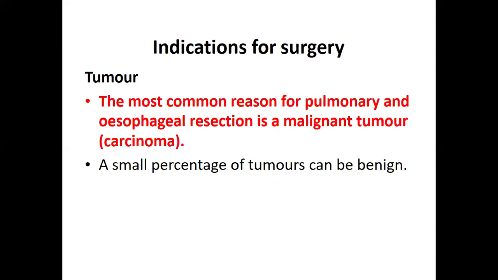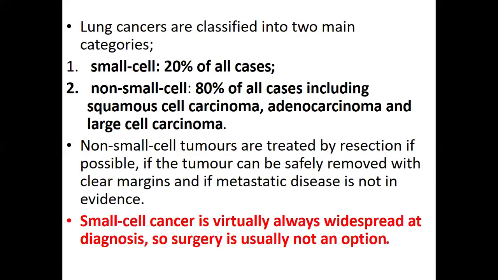Indications for surgery usually will be tumor. Amongst the conditions that cause surgery would be tumor. The most common reason for pulmonary and esophageal resection is malignant tumor. These tumors are classified into two main categories. Number one, small cell carcinoma, which usually accounts for about 20% of all the cases. Then there is non-small cell carcinoma, which accounts for about 80% of all the cases, including squamous cell carcinoma and adenocarcinoma.